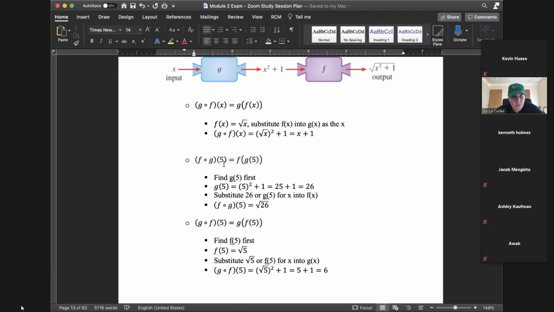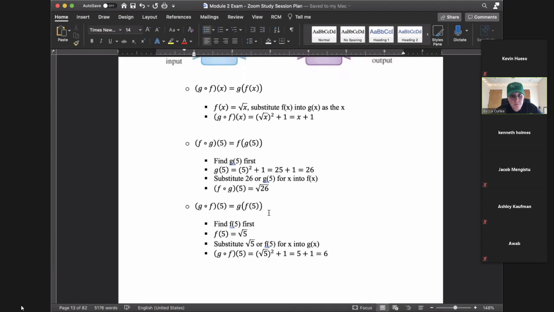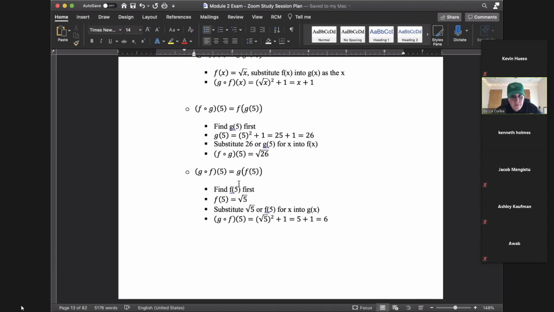And then sometimes it'll say f of g of 5. You want to find g of 5 first, because that's what it's asking you for. It's asking you to find f of g of 5. So you're going to find g of 5 first. You're just plugging in 5 squared plus 1. It's just 25 plus 1, which is 26. Then you're going to substitute the g of 5 that you just found, or 26, into x for f of x. Since it's the square root of x, you're going to just do the square root of 26.